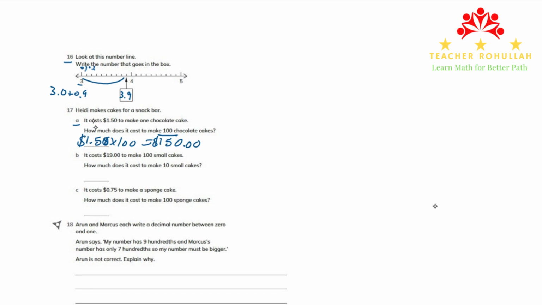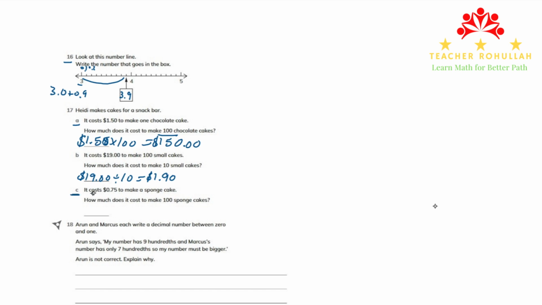In part B, it says, it costs $19 to make 100 small cakes. How much does it cost to make 10 small cakes? To find how much it costs for 10 small cakes, we have to divide $19 by 10. So for 10 small cakes, it will cost $1.90. Let's now move to part C.